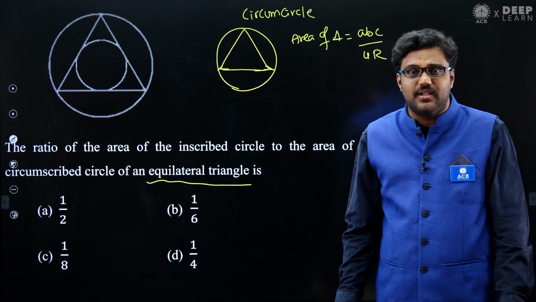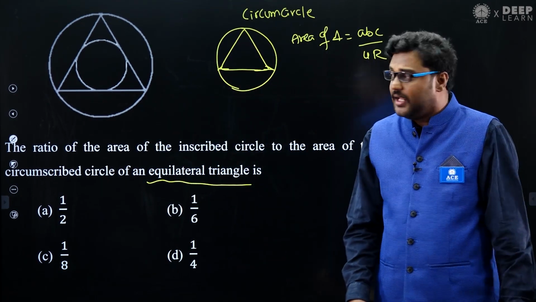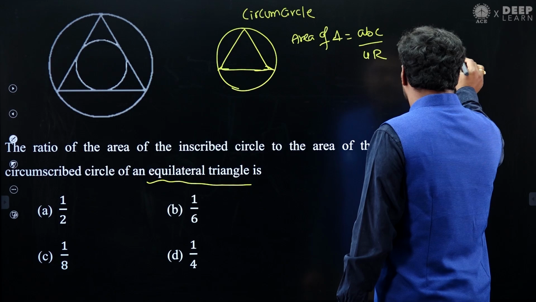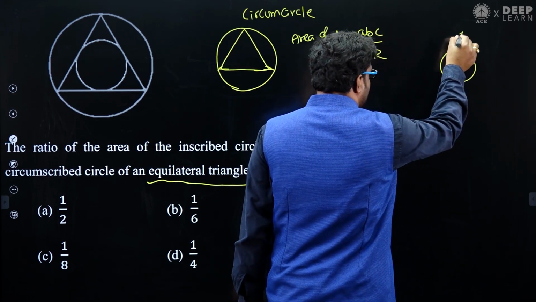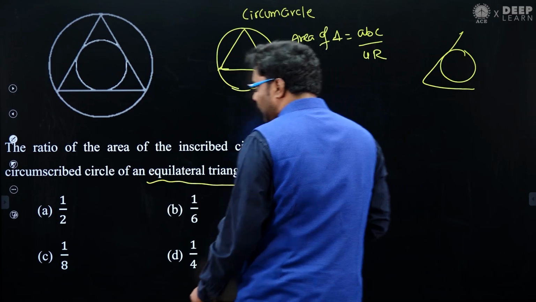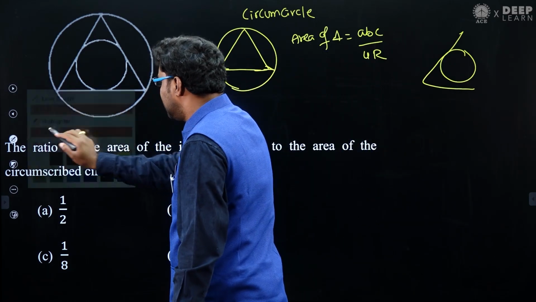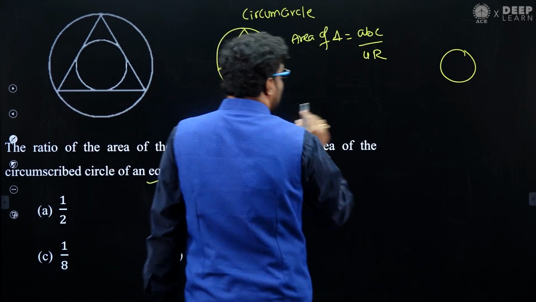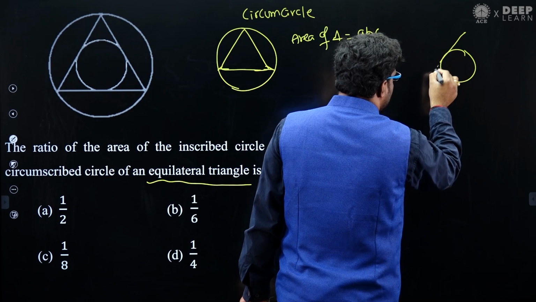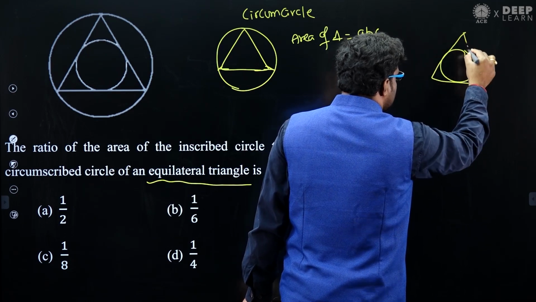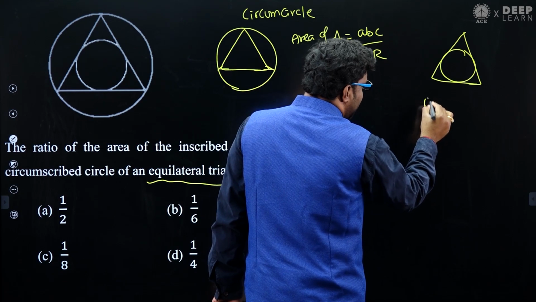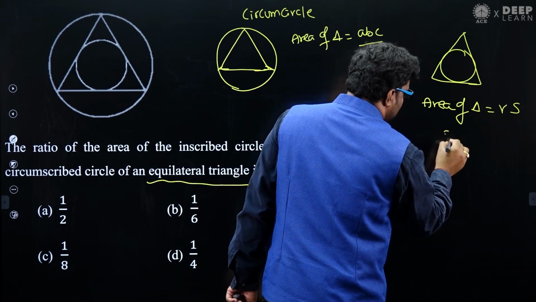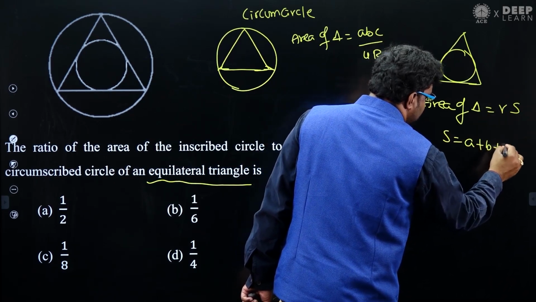So when you know the sides of the triangle, ABC are sides of the triangle, if you want the area of the triangle, it's ABC by 4R. Whereas for an incircle, if you go ahead with the incircle of a triangle, then what is the area of that triangle? Consider this is an incircle. The area of the triangle for this incircle is r into S, where S is nothing but A plus B plus C, the sum of sides, divided by 2.